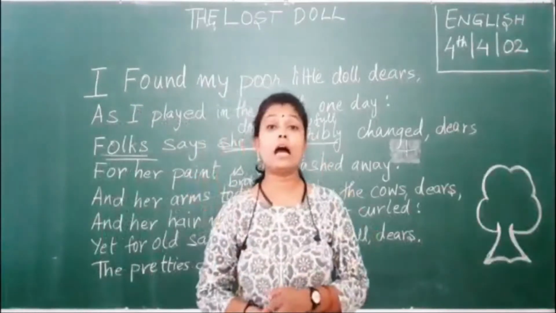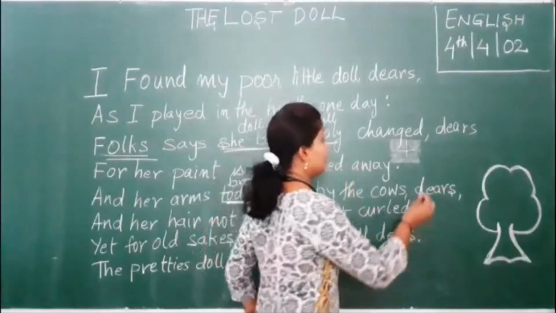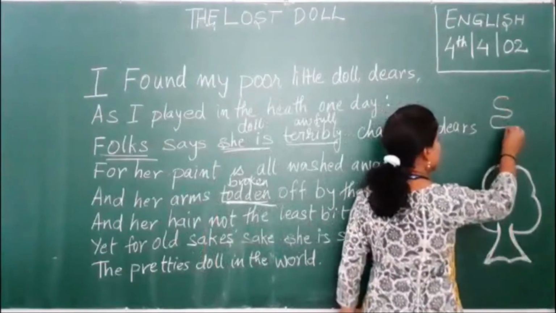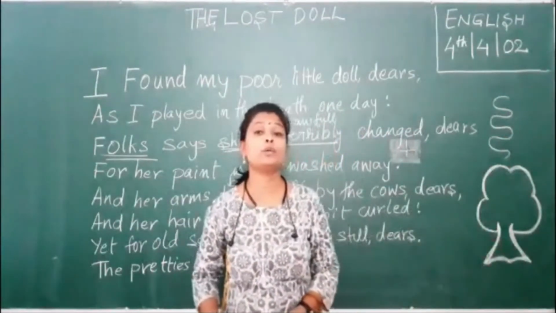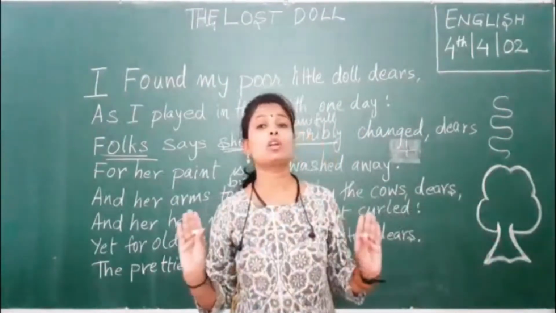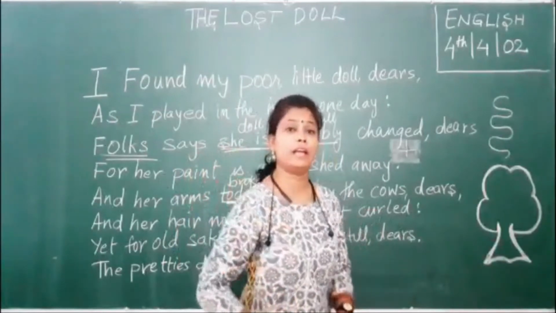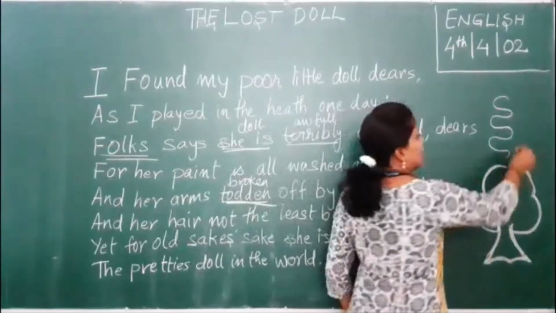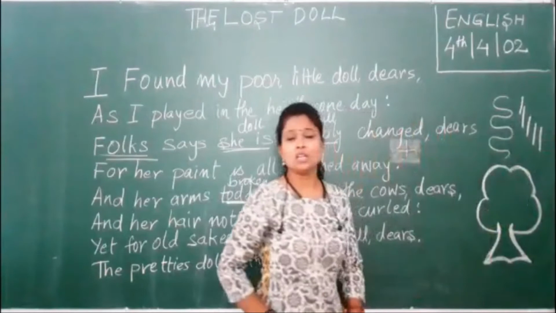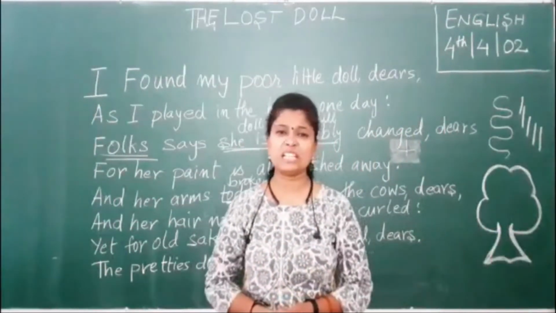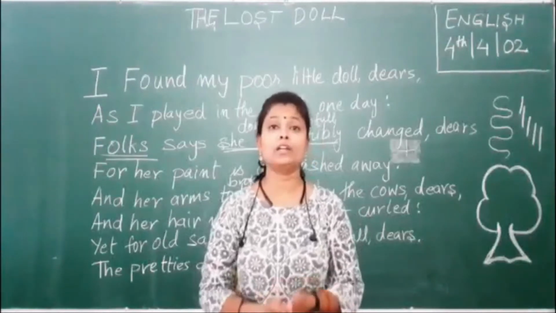Now, earlier, how did her hair look? They were very curly. But now, what had happened to her hair? They are no more curly. They have become very straight. From curly, they have become straight, very rough. She's no more looking pretty. Very ugly doll.